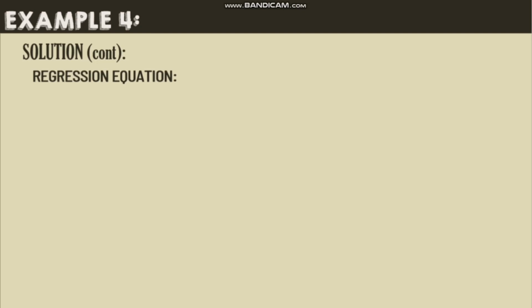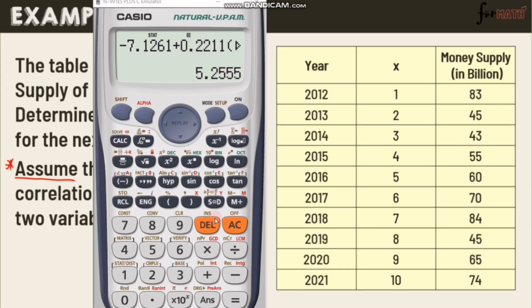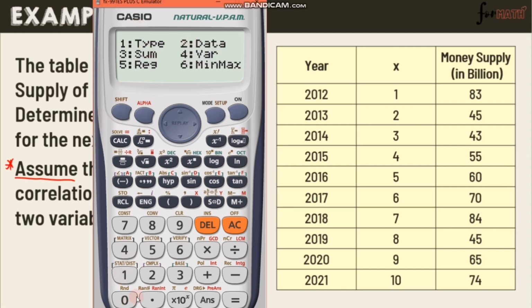Okay? So, para makuha natin si regression equation, gamitin natin yung ating calculator. So, shift 1 ulit, and then data 2. So, delete lang muna natin yung mga data natin dito para makapag-input tayo ng panibago. So, we have 1, 2. Okay, and then for the Y, meron tayong 83. Hindi mo na kailangan lagyan ng 00 pa kasi nakalagyan naman sa taas naka-note na in billion na daw siya.